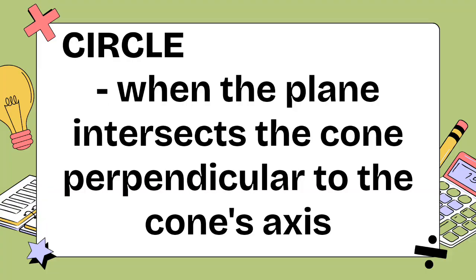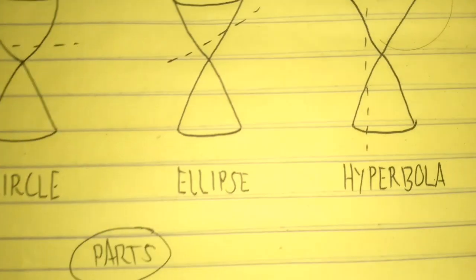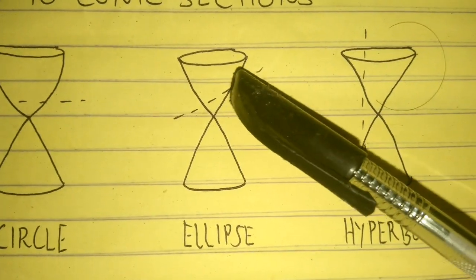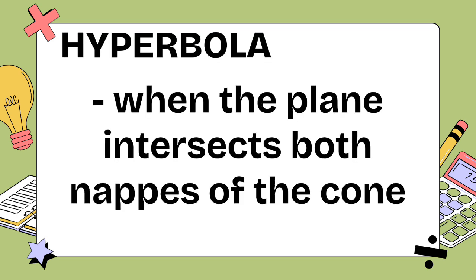The next shape to be formed is ellipse. And according to definition, ellipse is when the plane intersects the cone at an angle, but not steep enough to create a parabola. As you can see here, the cutting plane is slanted. That's why it's an ellipse. And finally, the last shape to be formed is none other than hyperbola.